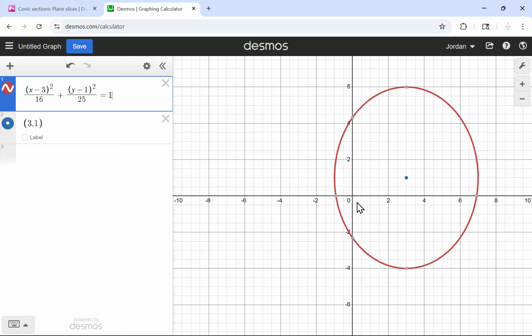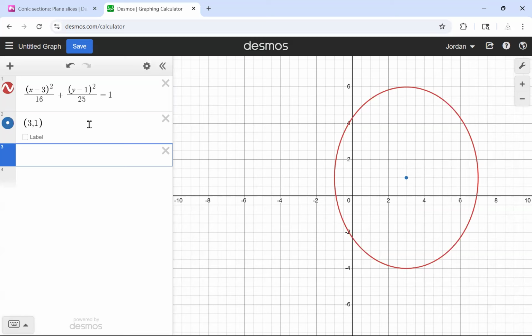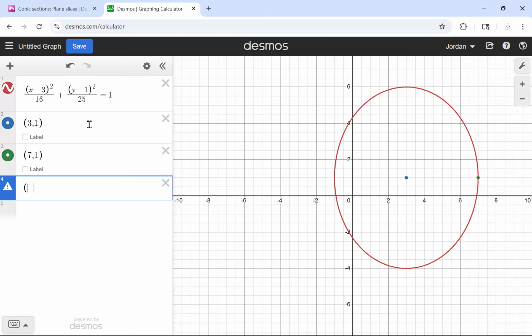Oh, can't get that to click. My co-vertices are, what's going on here? Not sure why that's not graphing. Well, they should be at 7, 1 and the point -1, 1. Okay, so they should be at -1, 1 and 7, 1.